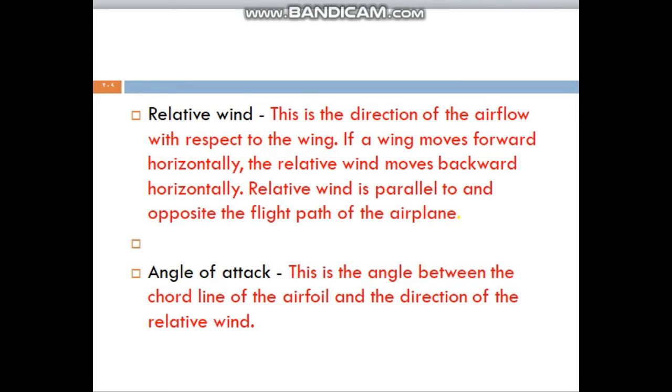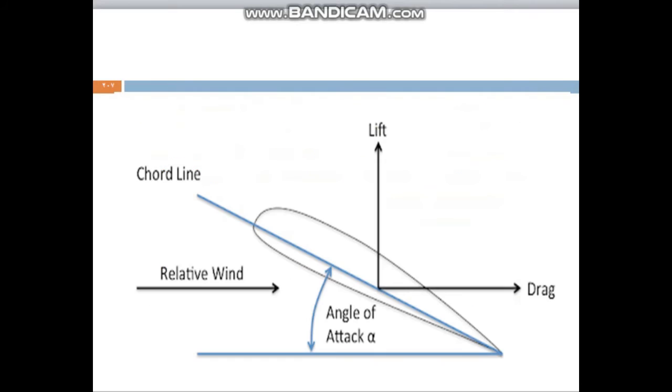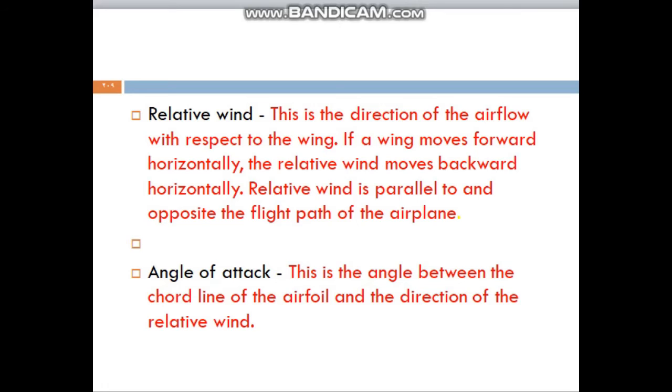After that we have the relative wind. This is the direction of the airflow with respect to the wing. As we see here, the wind will cross the airfoil shape, or it will go in front of the wing. If a wing moves forward horizontally, the relative wind moves backward horizontally. Relative wind is parallel to and opposite the flight path of the airplane.